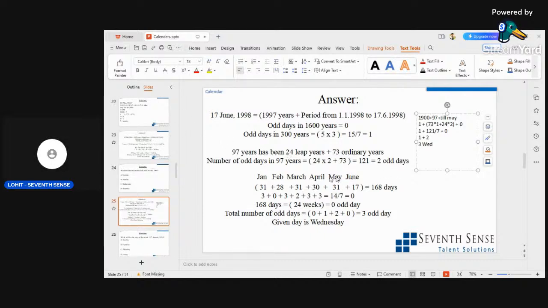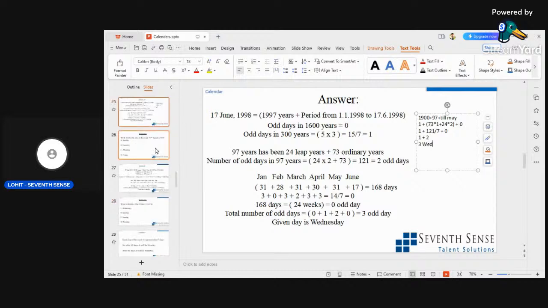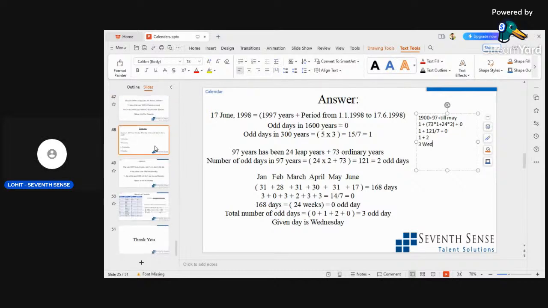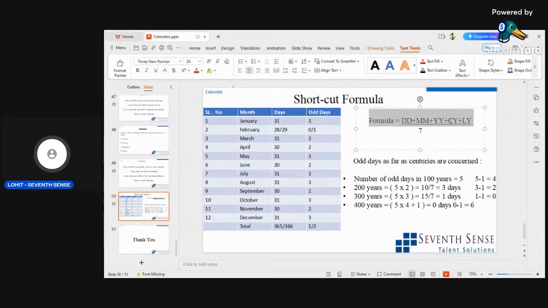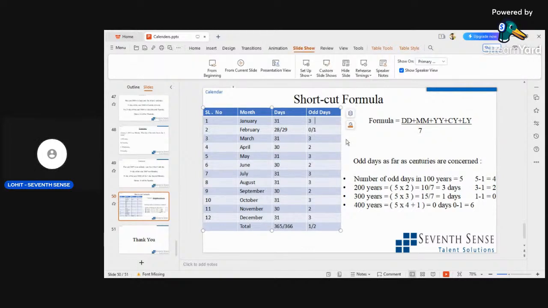Okay, now I think you have got a little bit of it already. Now let's see the shortcut trick also. I will tell you the shortcut trick, then we'll solve some more questions. For the shortcut trick, the formula is this one: day plus year plus century year plus leap year divided by 7. But here also you need to remember the particular odd days. The only difference is that you don't need to remember these odd days; you need to remember this formula, which I'm going to write now.